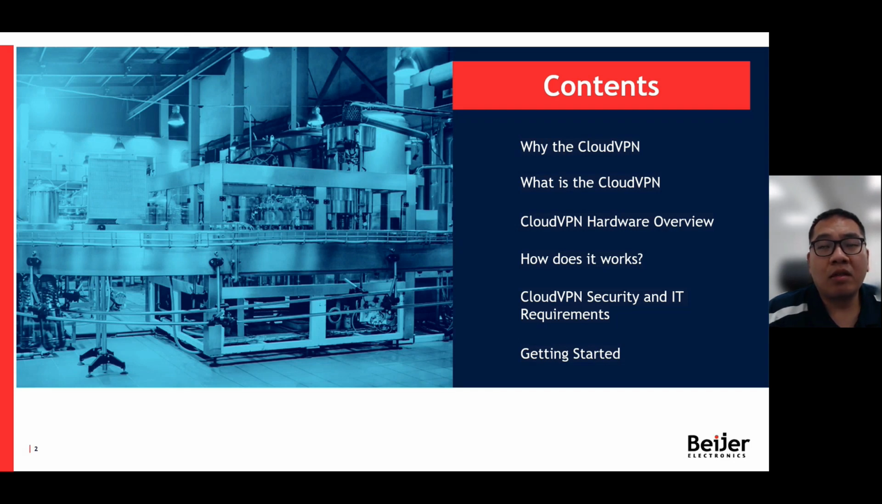Before we get started into the proper presentation, let us go through the contents. First, we'll go through why the CloudVPN is important for Beijer Electronics itself and also to our customers. What is the CloudVPN? What kind of hardware do we carry for the CloudVPN? How does the CloudVPN work? And some questions and answers for frequently asked information on the security and IT requirements for the CloudVPN. And then how to get started.